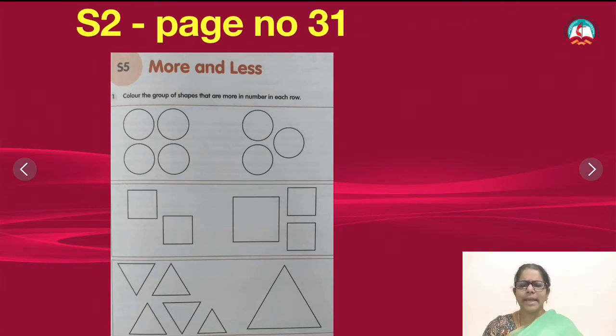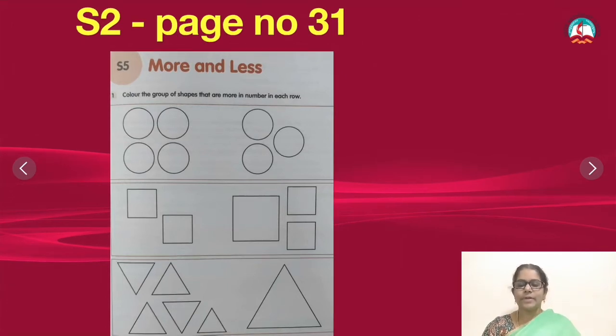Are you ready? Take any one crayon. Any color crayon. Now, first we will take the circles. Now, this side, how many circles? 1, 2, 3, 4. Now, this side, 1, 2, 3. Now, which side do we have more circles? 4 or 3? Very good. 4 circles, isn't it? Now, we are going to color the circles. Take your crayons and color, children.